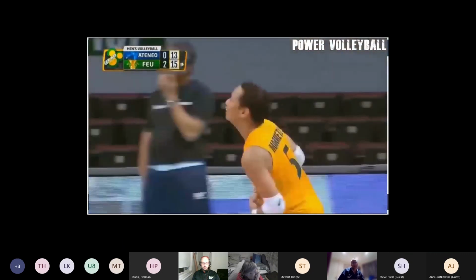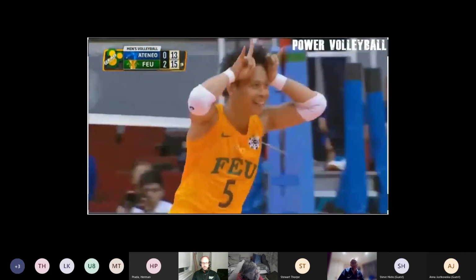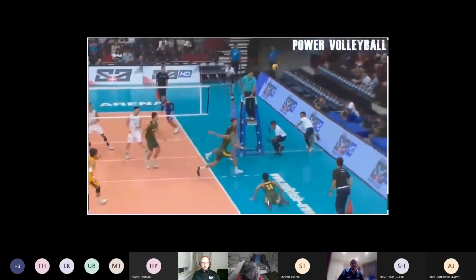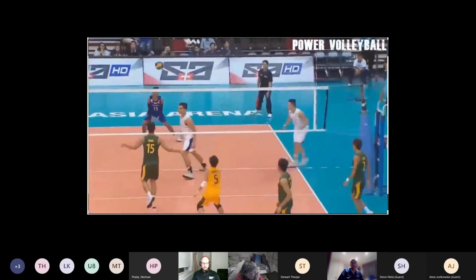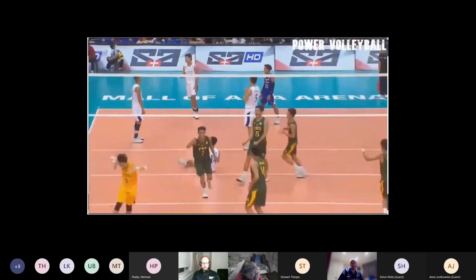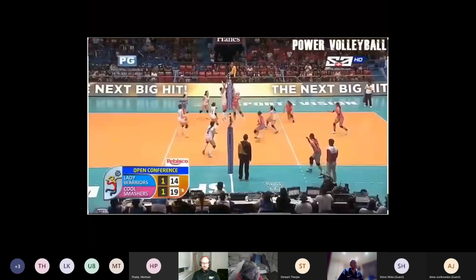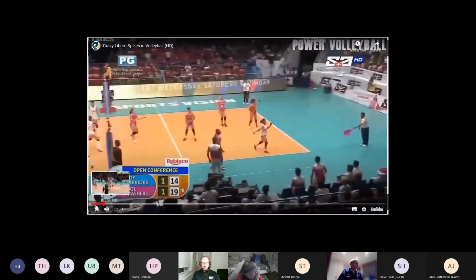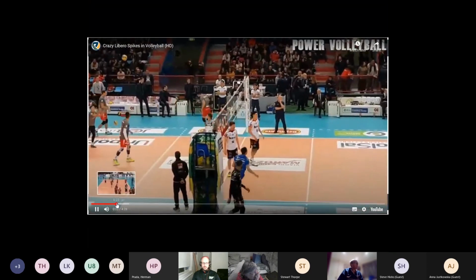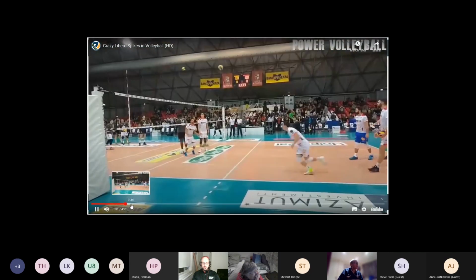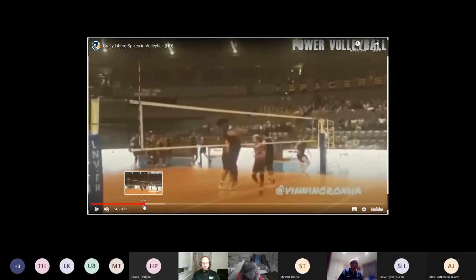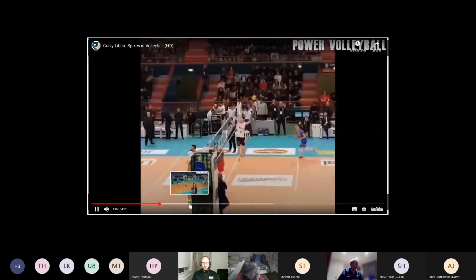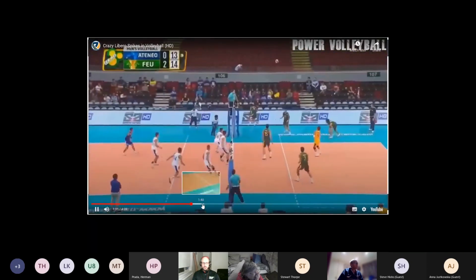So these are libero attacks. Okay, some of them are a bit not so helpful. I couldn't find too many of them, but clearly in this situation, the player has. Let's go back to that one. Where is it? I'll find it again. There we go.